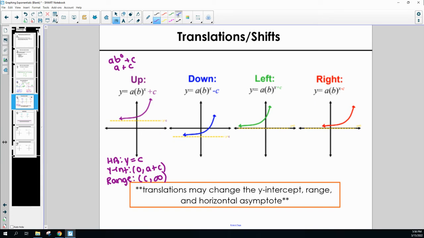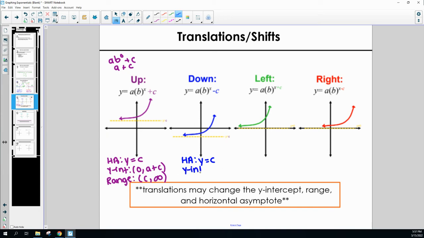If we're translating this function down c, okay, so we're subtracting a number from the function, where we're shifting the entire graph down a certain amount, so the horizontal asymptote will also shift down that amount. So the horizontal asymptote in this case, again, would be y equals c. In this case, c is a negative number since it's below the x-axis.